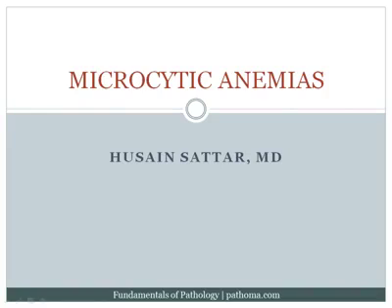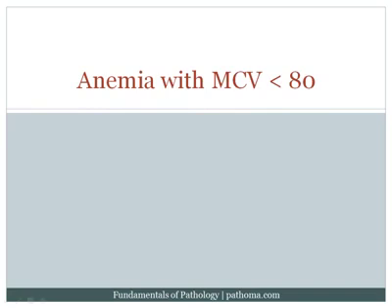The first of the anemias that we're going to discuss are microcytic anemias. In a microcytic anemia, the red blood cells are small. And this size is actually measured by the MCV, or the mean corpuscular volume. And so the MCV in a microcytic anemia will be less than 80. Recall that the normal MCV is anywhere between 80 to 100. And so when the cells are small, the MCV will be less than 80.